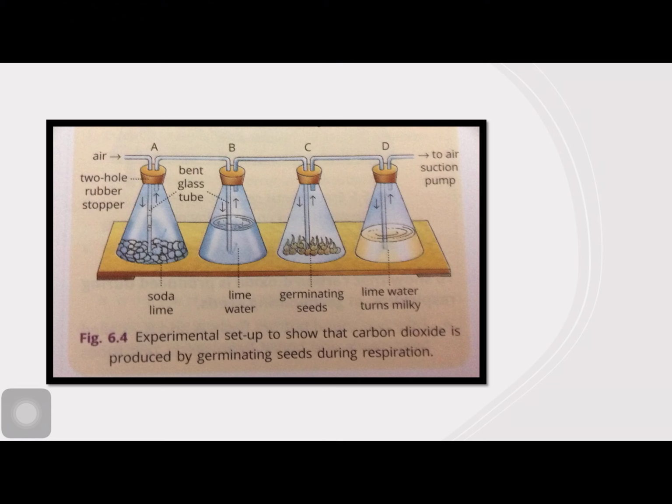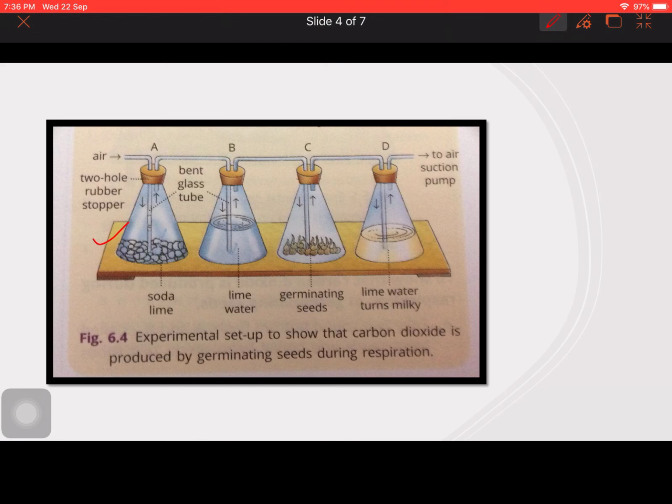So I think this is clear to you all. From flask A to flask D, as the carbon dioxide is absorbed here, no carbon dioxide is present here. But here, as the carbon dioxide is produced by the germinating seeds, when this air is passing through, it turns the lime water milky in this D flask. So it should be clear that carbon dioxide is produced by the germinating seeds.